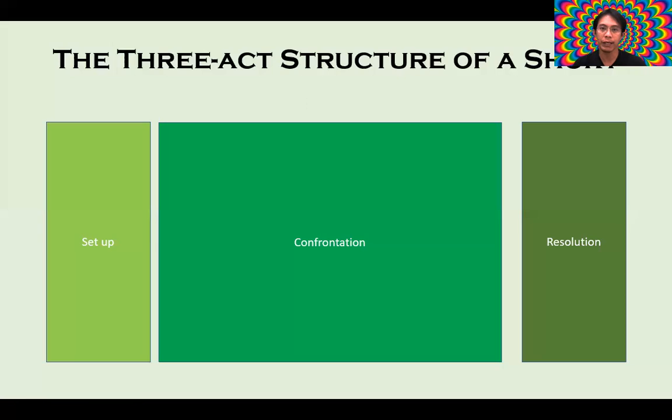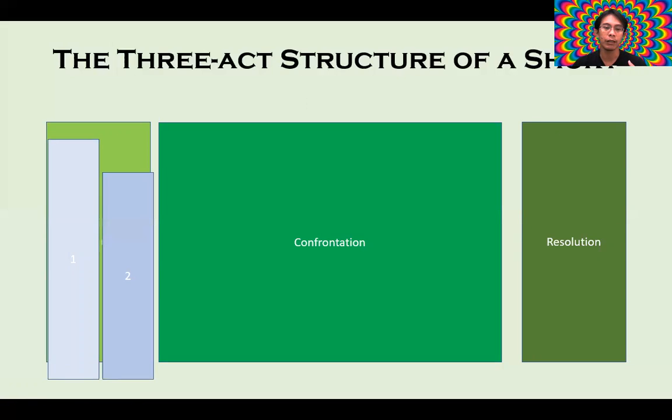Okay, the setup is usually divided into two parts, and the first part is usually showing who the main character is, and the second part will be about a potential for conflict, or this is also where the obsession or the goal of the character is presented.